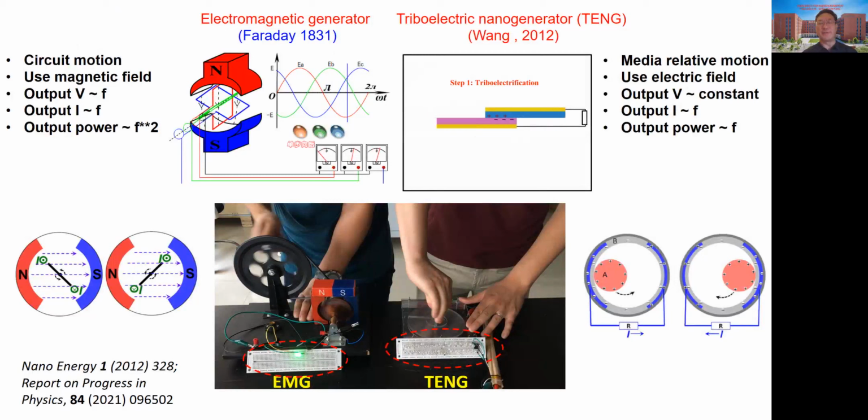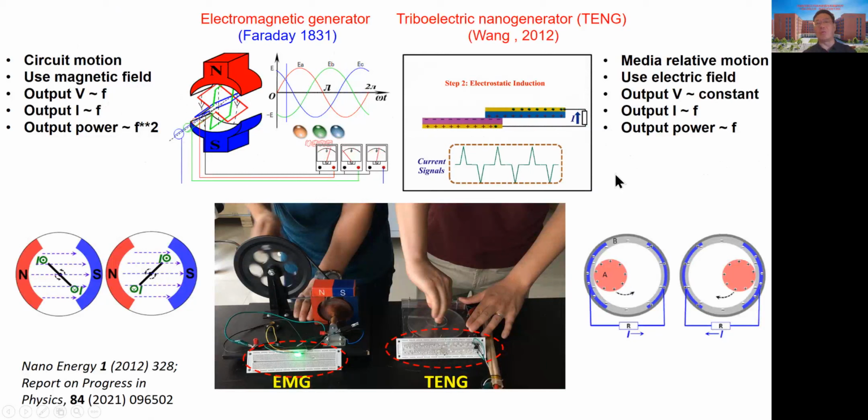We have developed a new technology called the triboelectric nanogenerator, TENG, which we can use to convert mechanical energy into electricity. Compared to the traditional electromagnetic generator, we utilize the triboelectrification effect. The output is linearly proportional to frequency. In contrast, the electromagnetic generator gives an output proportional to the square of the frequency, and its output voltage is also proportional to the frequency. So at a low rotation speed, its output voltage is rather low.